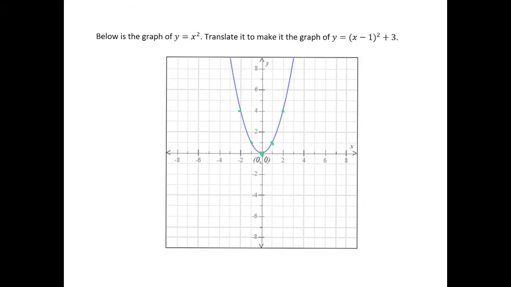So I have (x minus 1) squared. So I'm subtracting 1 inside of the squared part. So I'm subtracting 1 inside of the x part, so that's going to shift it 1 to the right. So each of these points are going to move over 1 unit to the right.